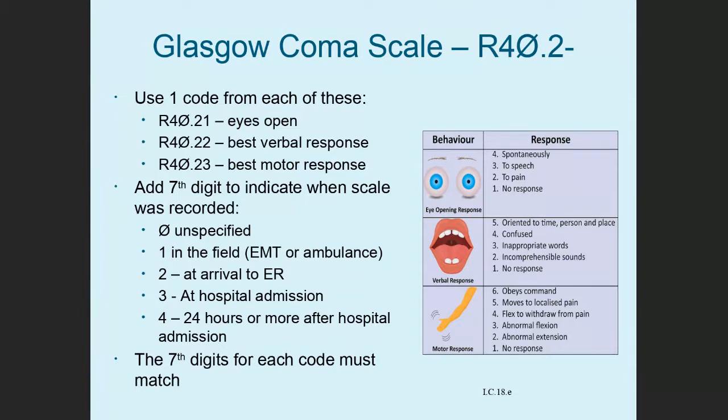When was the scale recorded? In the field, like in the ambulance, that's a 1. 2, at arrival to the ER. 3, at hospital admission. 4, 24 hours or more after hospital admission. So when you're taking a scale and you're reporting R40.21, 22, 23, they all have a 7th digit, and for the same encounter, the 7th digits all have to match.